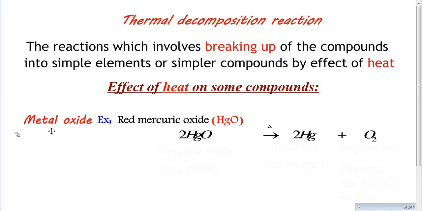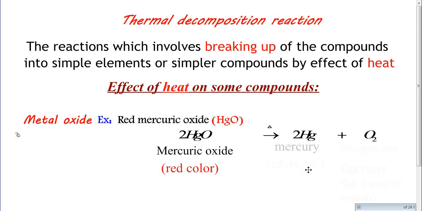Any metal oxide by heating will divide into metal and oxygen. In our example, mercuric oxide, which has red color, and the colors in these equations are very important. Mercuric oxide, which has red color, by heating will divide into mercury and oxygen gas.